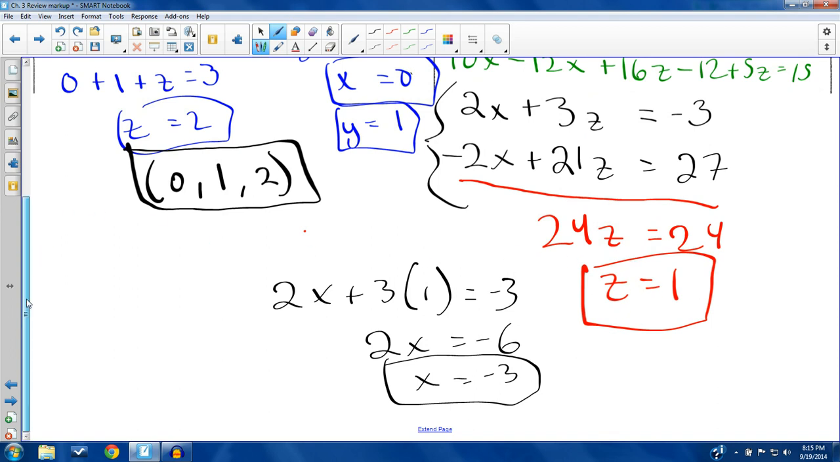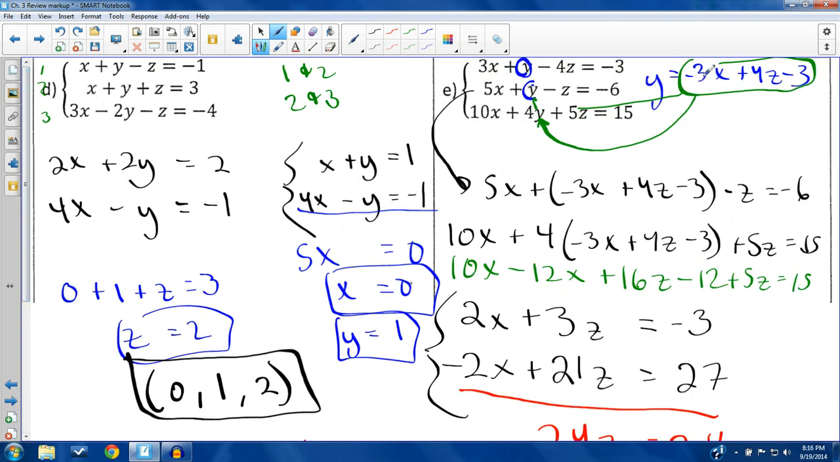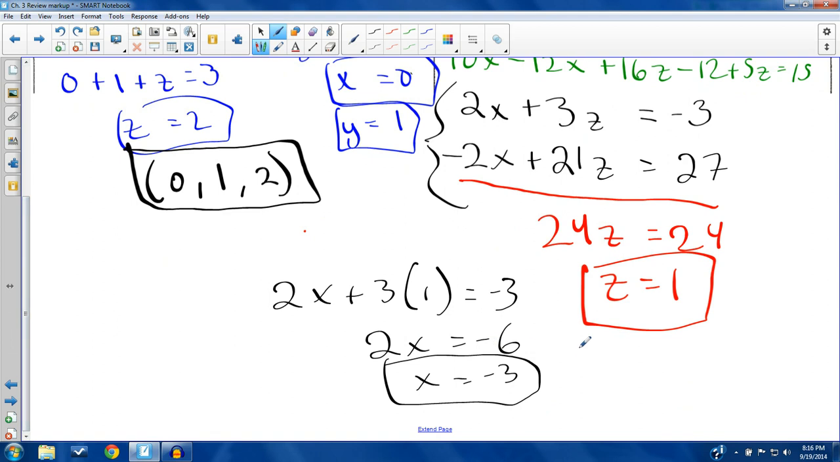I'm going to do this last part mentally. Again, substitution, you can do that. So y equals -3 times, remember x was -3, so that's going to be 9, plus 4 times 1. So 9 plus 4 is 13. 13 minus 3 is 10. So I'm going to get y equals 10. So my ordered triple here will be negative 3, comma 10, comma 1.